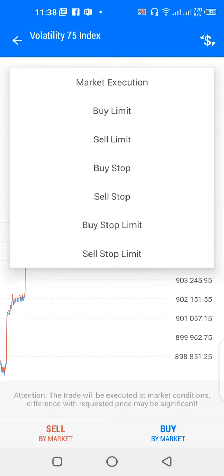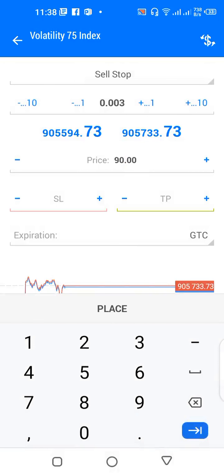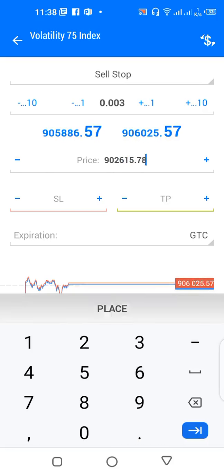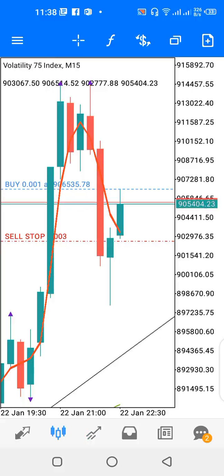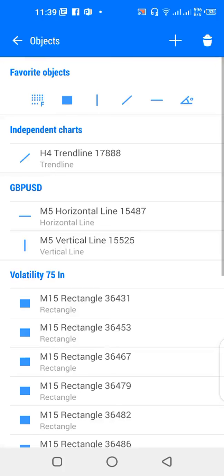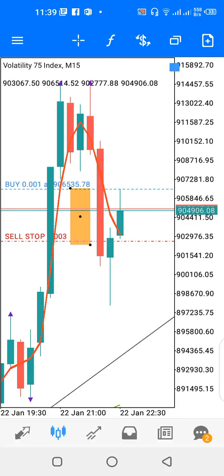Sell stop. This is going to be my pending order at 902,615.78. So that's my hedge trade. It's a pending order. In case price continues to go down, it will trigger my hedge trade. For the Grail strategy, the distance between the buy trade and the hedge trade is a little bit below 4,000 points.